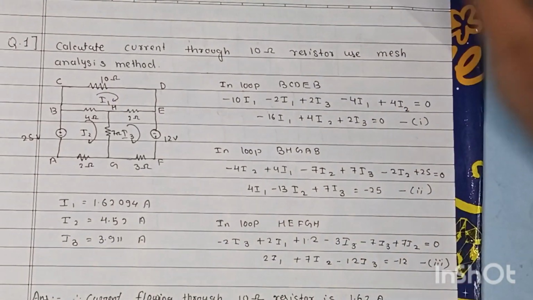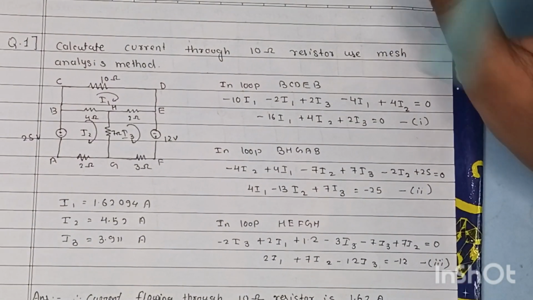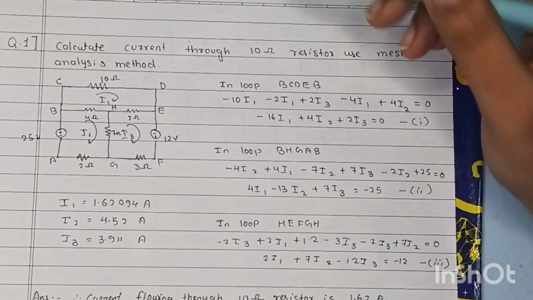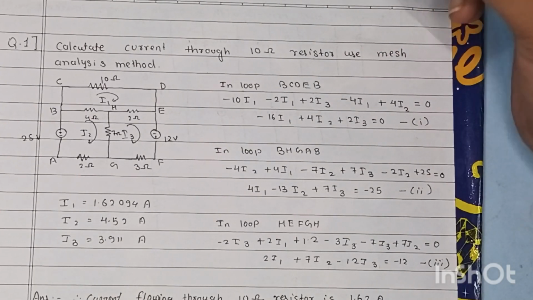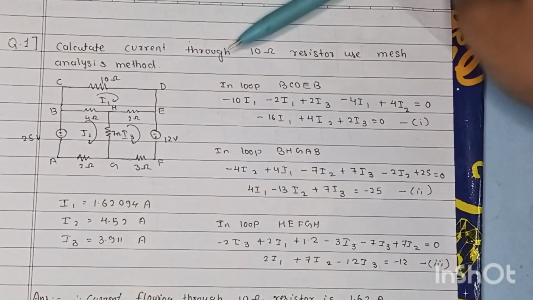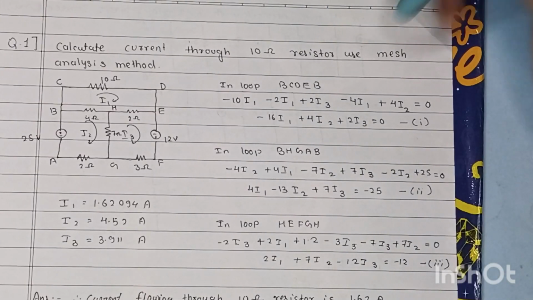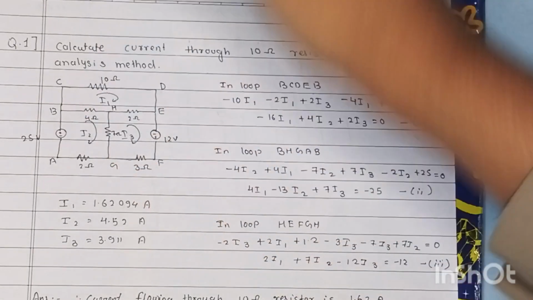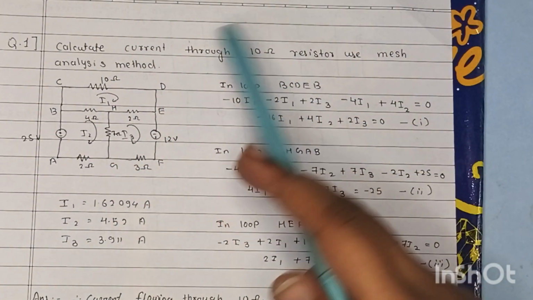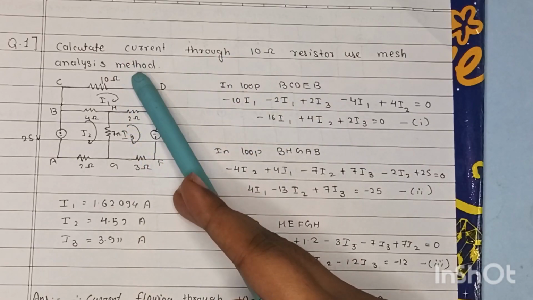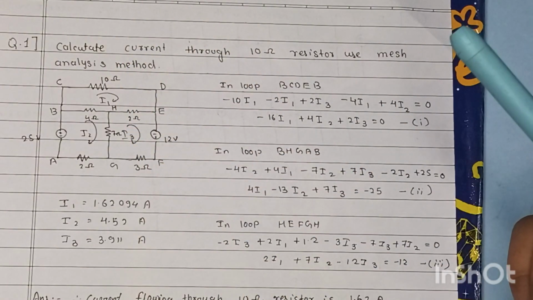So in this video we are going to see the BEEE assignment 1. The 4 problems are based on the DC circuit. So the first problem is: calculate current through the 10 ohm resistor, use mesh analysis method. So what we have to find over here is the current flowing through the 10 ohm resistor by using mesh analysis.